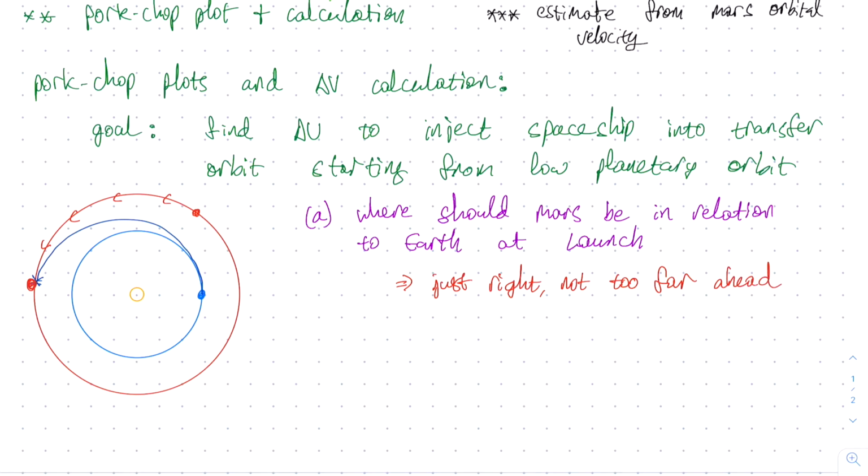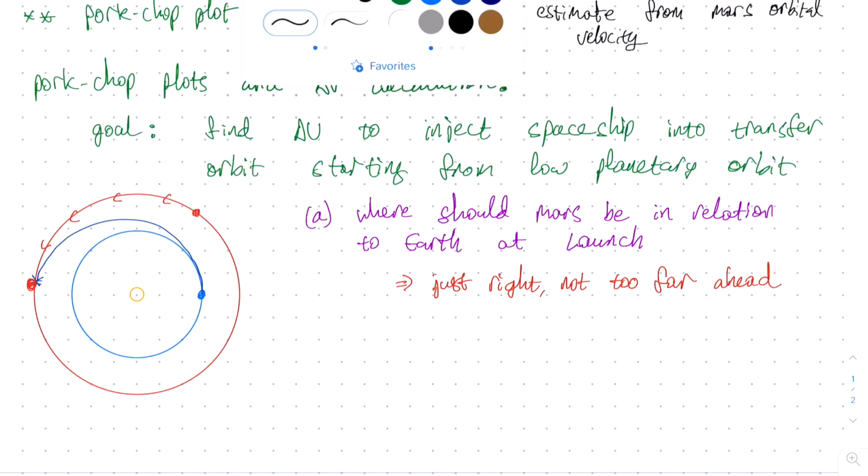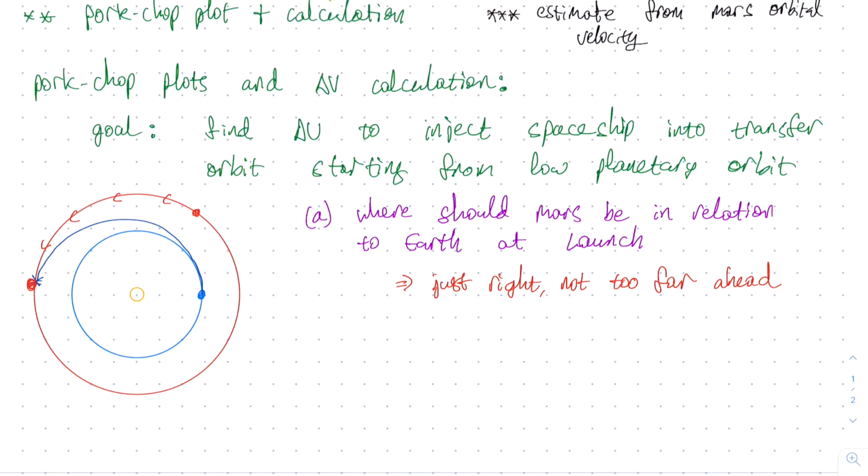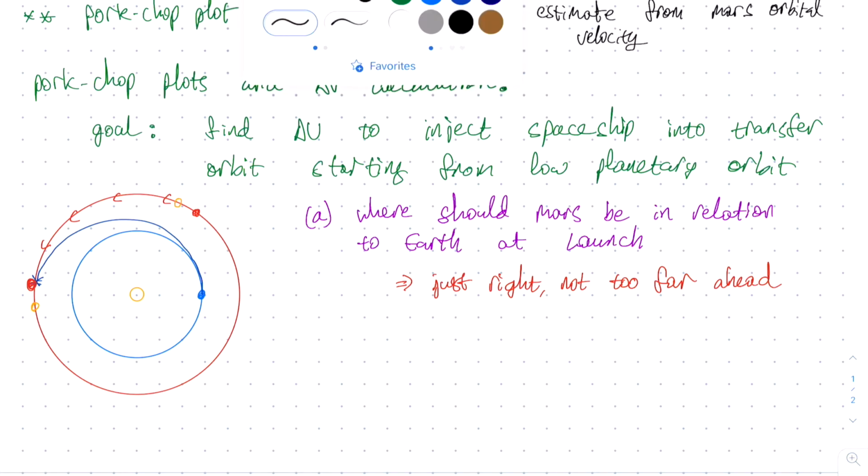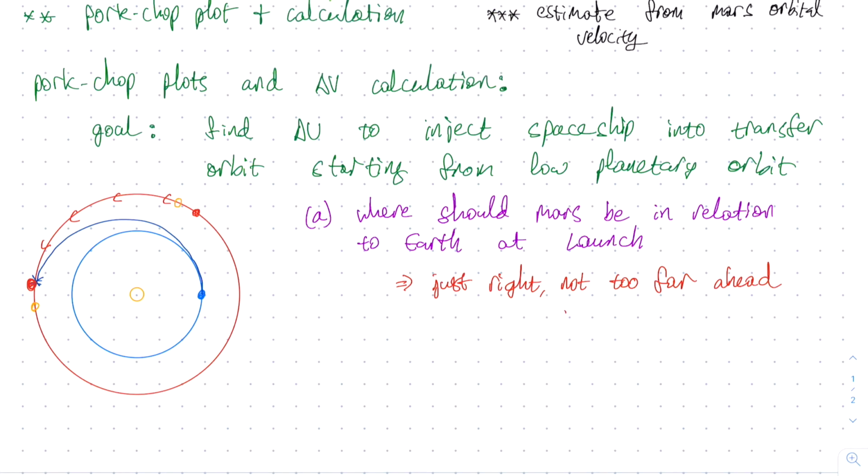We don't want Mars too far ahead, because then the spacecraft will miss, right? And we will need to add more delta V in order for the spacecraft to be able to intersect Mars' trajectory. So here I have Mars a bit ahead. It's going to be a bit ahead on the other side of the Sun as well, after the spacecraft finishes its cruise, and we will have to modify the spacecraft trajectory, which will require higher delta V.